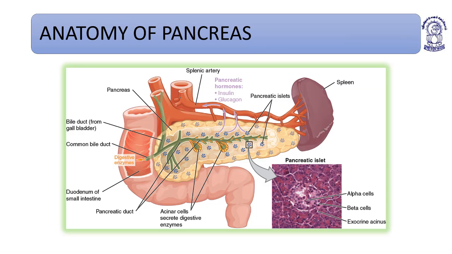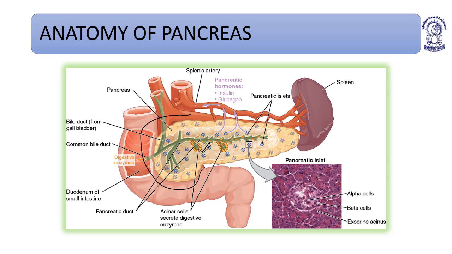You can see the pancreas is located in the C-shaped cavity. This is the C-shaped cavity in which the pancreas lies. The pancreas has acinar cells. These are the acinar cells secreting digestive enzymes, and it has a pancreatic duct too.